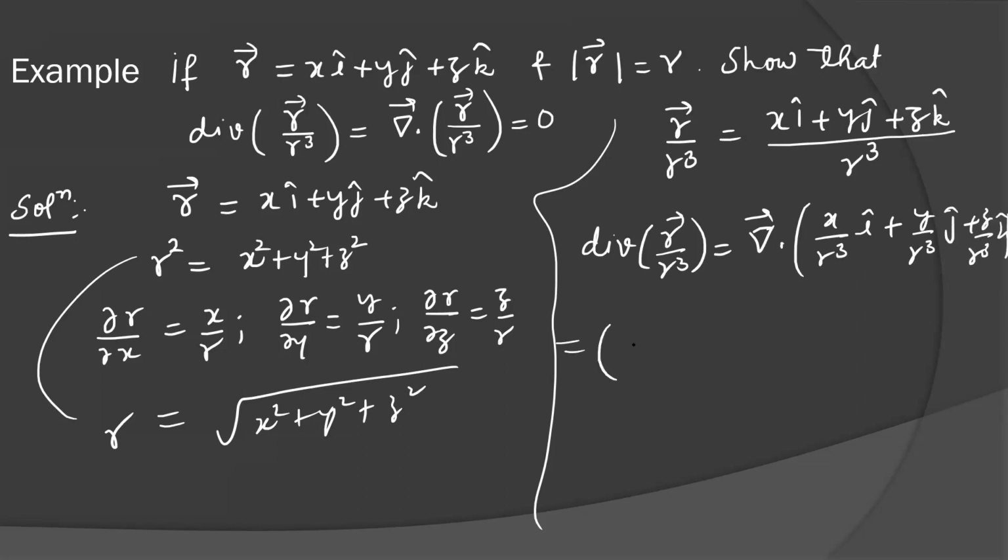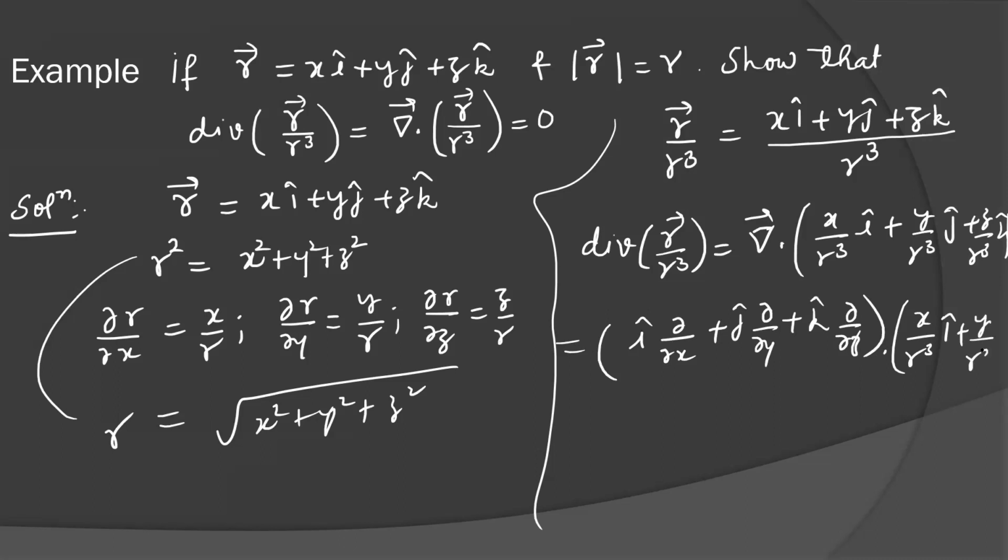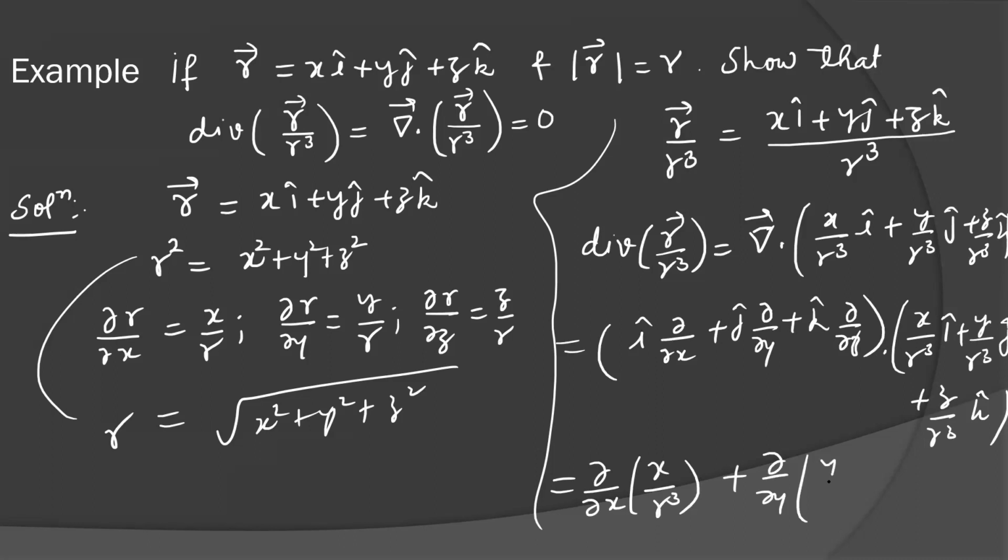Now you put the del definition, del value: i del over del x plus j del over del y plus k del over del z, dot product x over R cube i plus y over R cube j plus z over R cube k. Now you do the dot product, it will become del by del x of x over R cube plus del by del y of y over R cube plus del by del z of z over R cube. Call it as term 1 plus term 2 plus term 3.